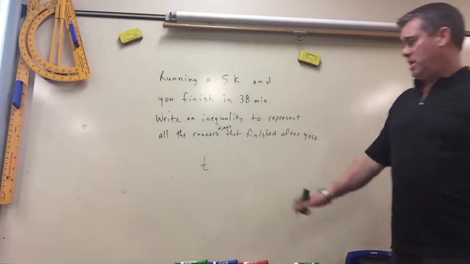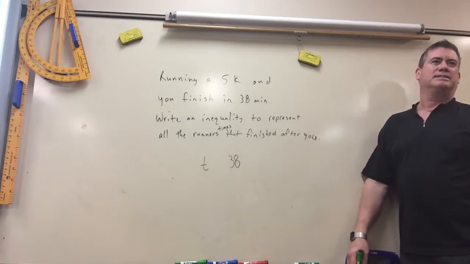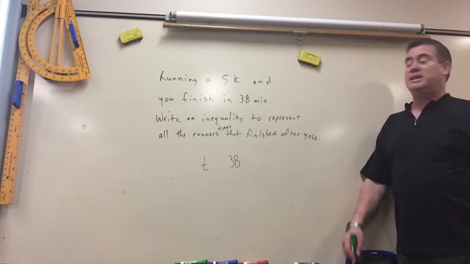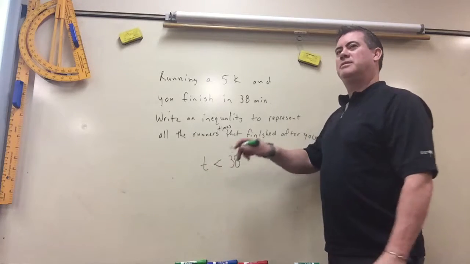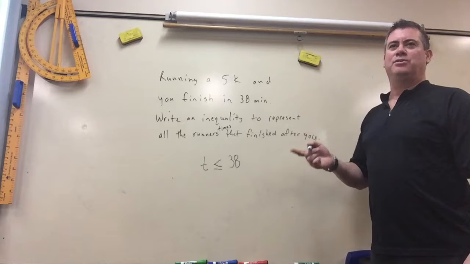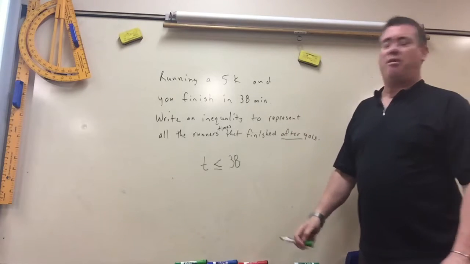T is compared to 38. Now you just got to get the right sign in there. T is less than 38? Or equal to? Now if it's equal to, that means they tied you. So it would just be less than. They want the ones that finished after you.